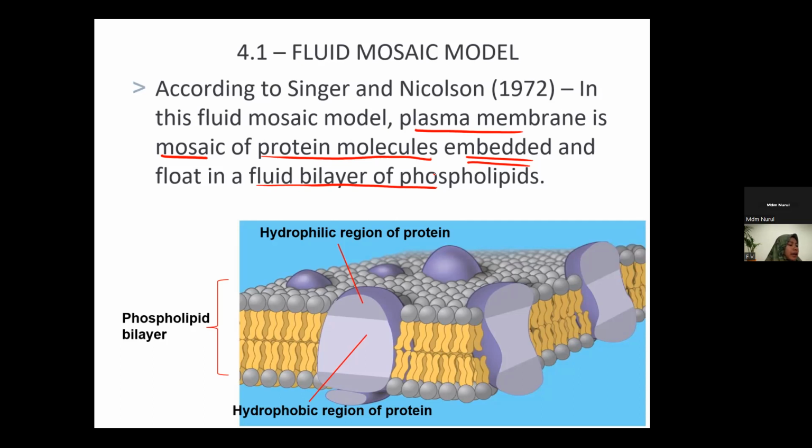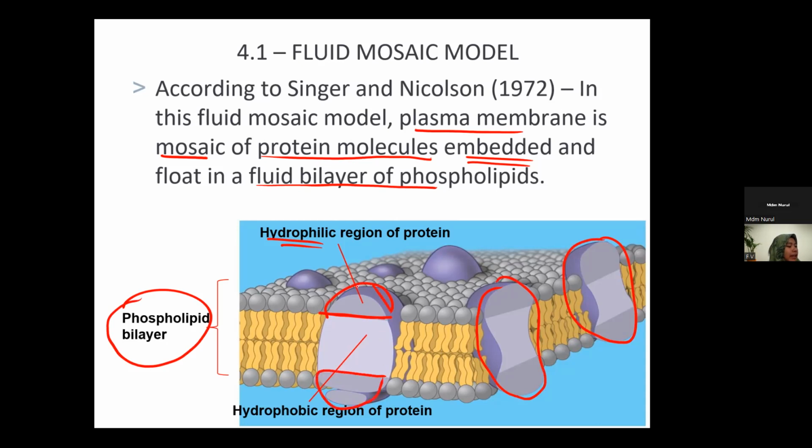Right? Where you can see this is the phospholipid bilayer. And this is the proteins. The proteins are embedded, melekat and floating within the phospholipid bilayer. Di mana the protein tu ada dua bahagian. Kenapa dia buat gambar dia ada warna lain-lain? Dia nak tunjukkan yang protein ni ada bahagian yang hydrophilic, bahagian yang boleh terdedah dan berinteraksi dengan cecair ataupun environment. Yang dalam ni, ini adalah bahagian hydrophobic of the protein, bahagian protein yang tidak boleh berinteraksi dengan air.